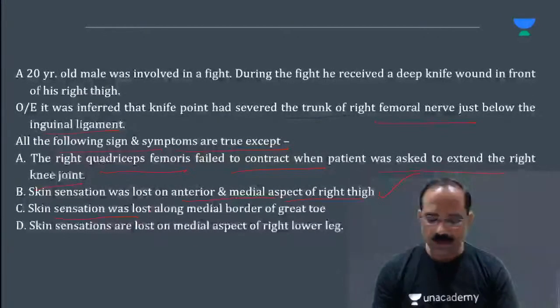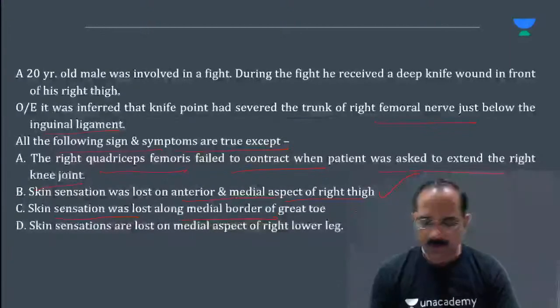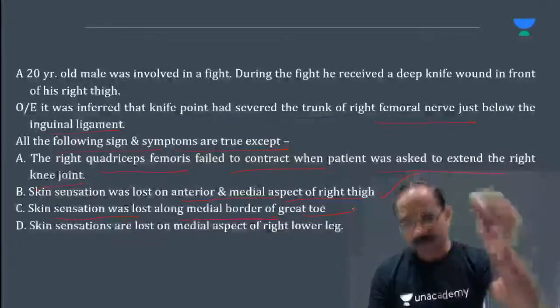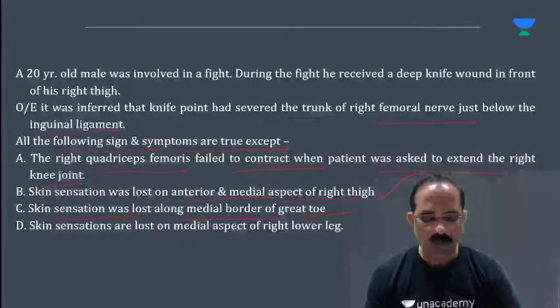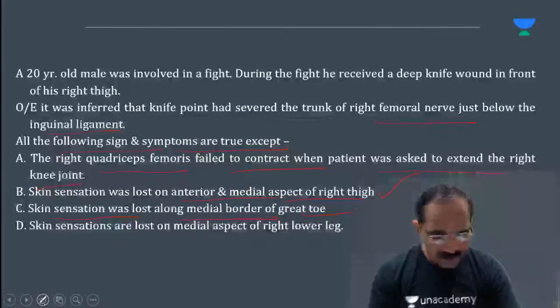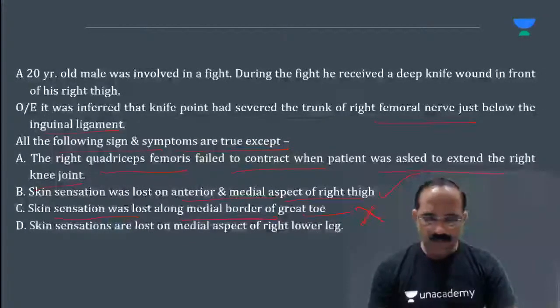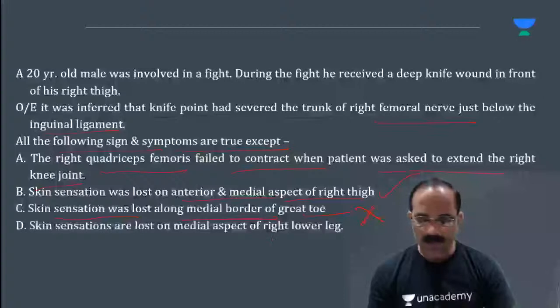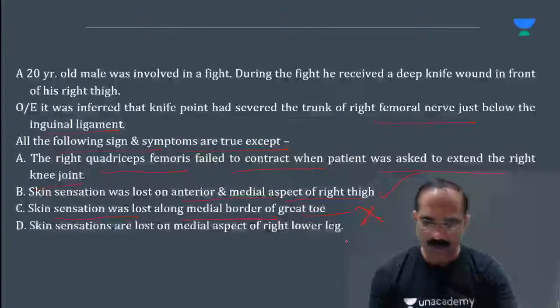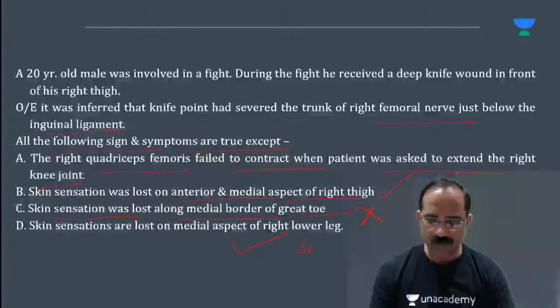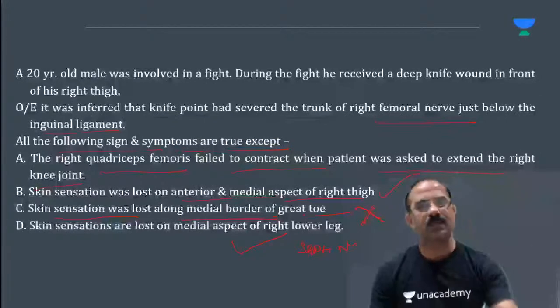Skin sensations were lost along the medial border of the great toe. What do you say, students? Is this correct? Option C, is it correct? Skin sensations are lost on the medial border of the great toe. That's wrong. Skin sensations are lost on the medial aspect of the right lower leg. That's correct. Who supplies this? Saphenous nerve. This is supplied by the saphenous nerve.